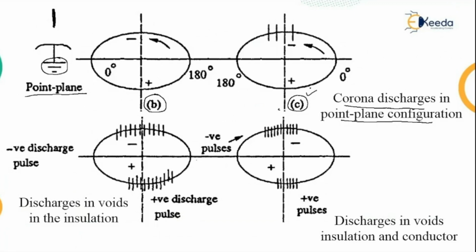A typical discharge pattern in cavities inside the insulation is shown in figure D. So you can see the void pulses which are shown. So it's a negative pulse, and this one is the positive pulse. This pattern of discharge appears on the quadrants of the ellipse.